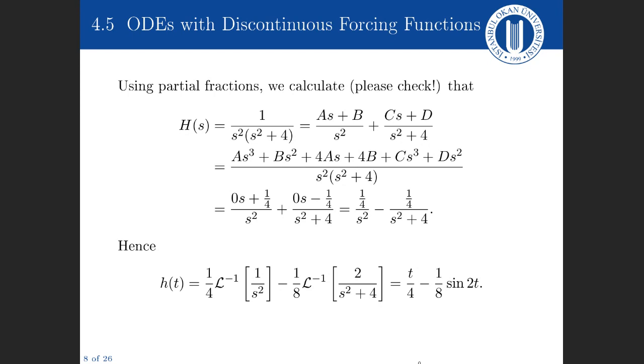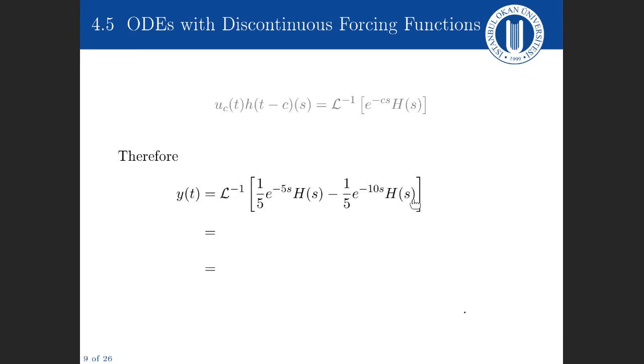Now that we know small h, we can do the extra technique that we're learning this week. We can use small h to find small y. So, small y must be the inverse Laplace transform of 1 over 5 e to the power minus 5s capital H minus 1 over 5 e to the power minus 10s capital H. We know small h now, so now we can use the formula at the top to find small y. That's 1 over 5, u5 of t, small h of t minus 5, minus 1 over 5, u10 of t, h of t minus 10.